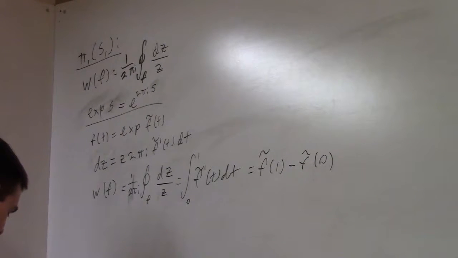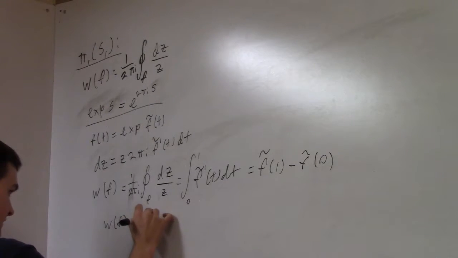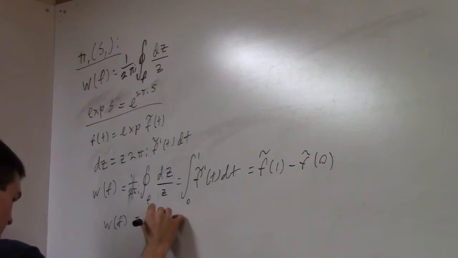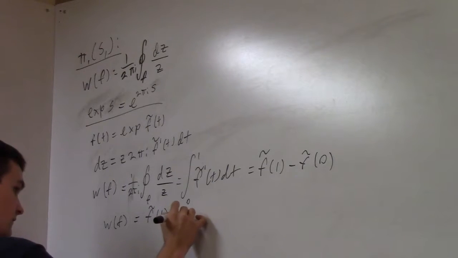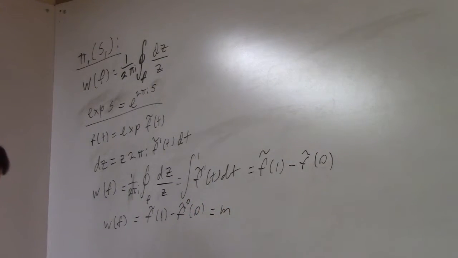Or clockwise if m is less than 0. Then that gives us the winding number of that, which is f tilde of 1 minus f tilde of 0, which is equal to m.